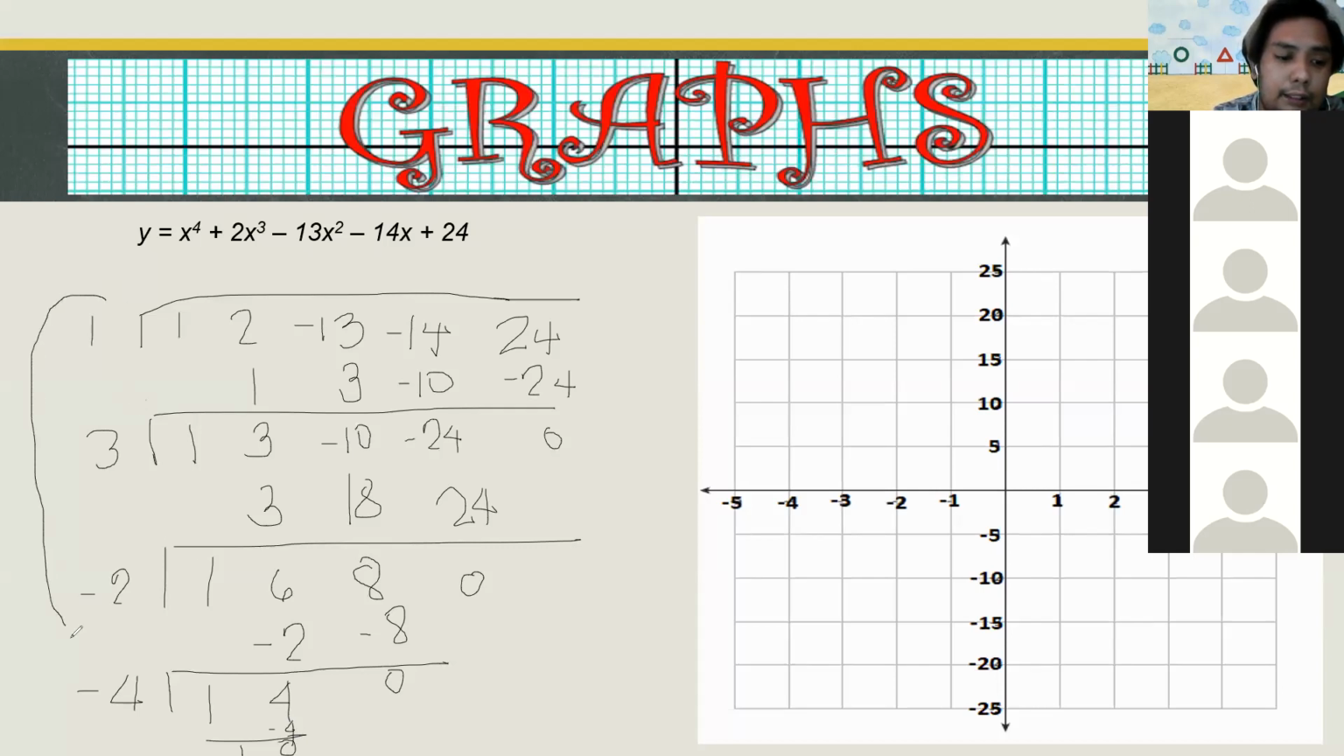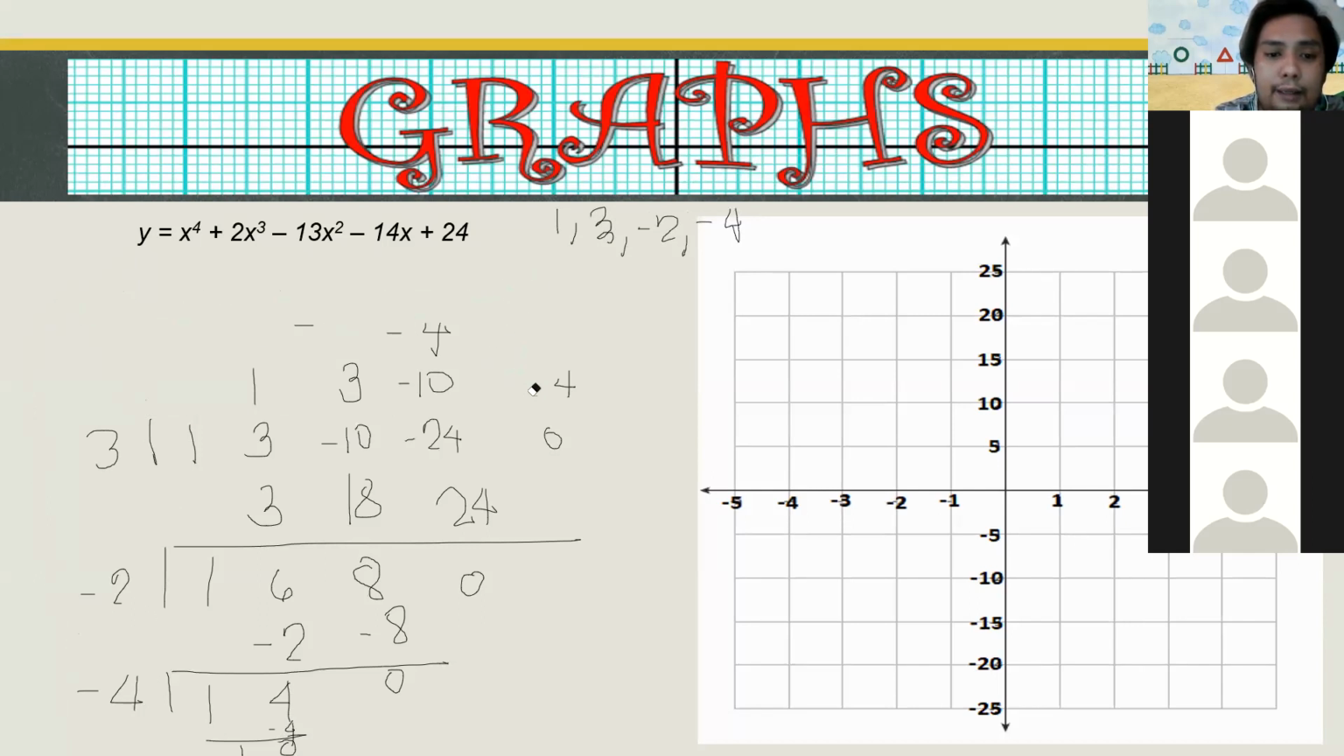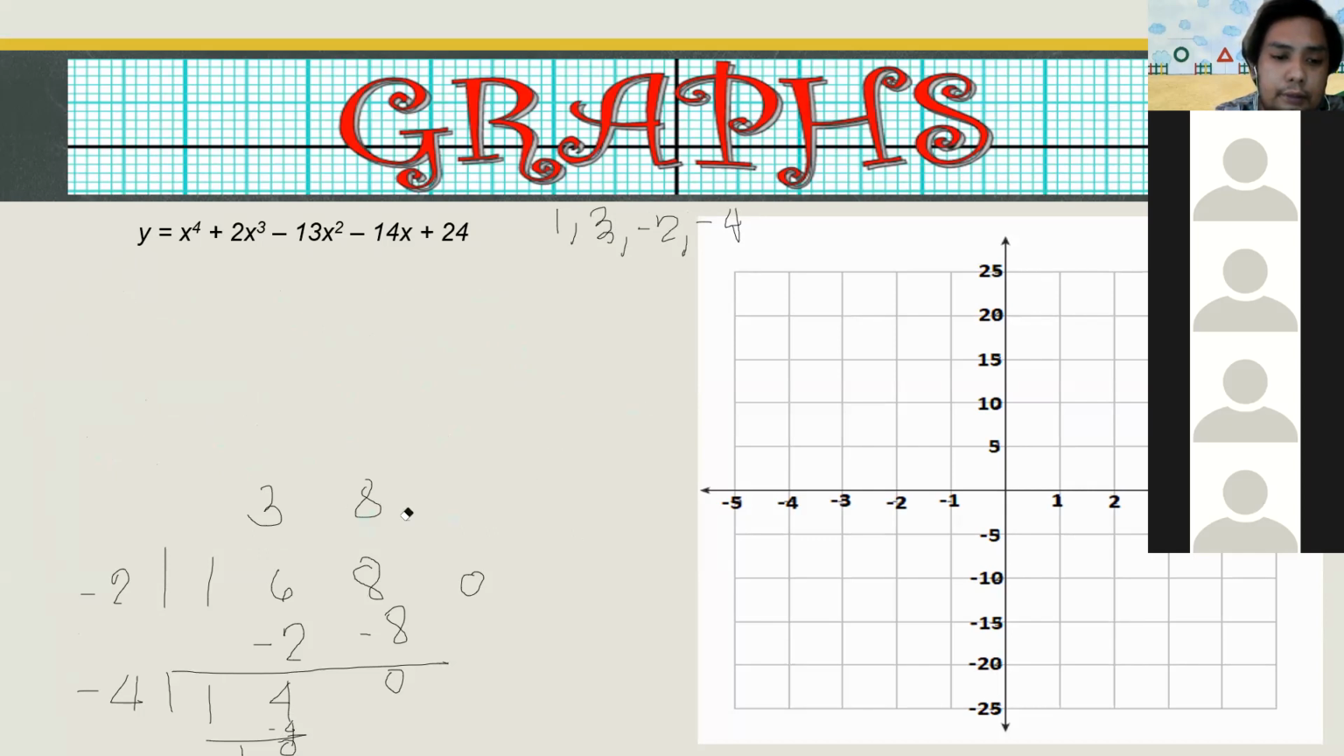So our roots or solution will be 1, 3, negative 2, and negative 4. So, yan ang mga solution natin. Just take note of that. So, we have 1, 3, negative 2, negative 4. So, that's the first thing that you should do to identify.